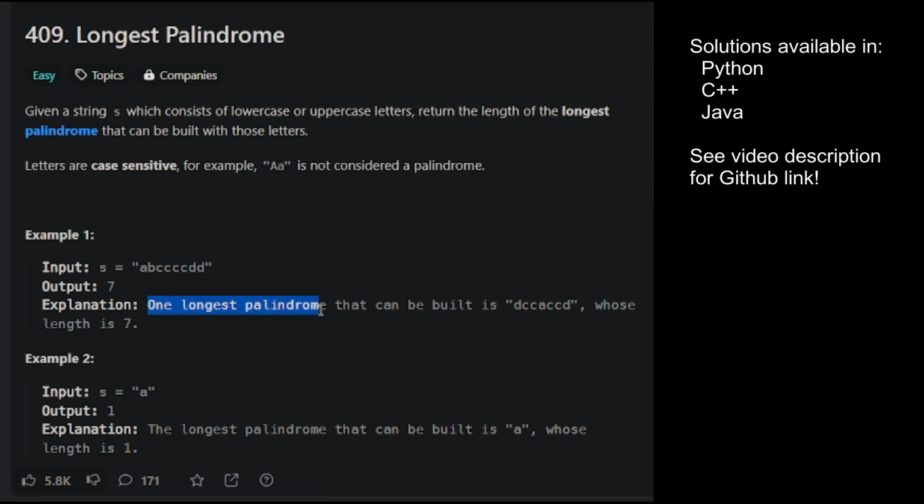Why? The longest palindrome that can be built with this input is DCCACCD. So backwards and forwards, exactly the same. Essentially what we want to do is take letters from the input. We can use as many letters as we want. We can shuffle them however we like to form a palindrome, and we form the longest possible palindrome we can.